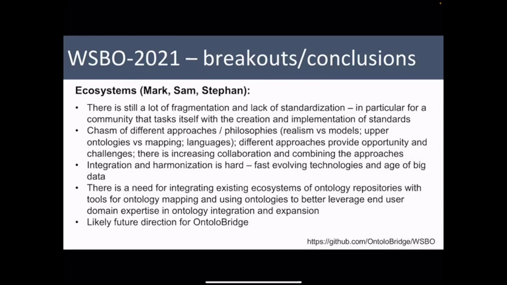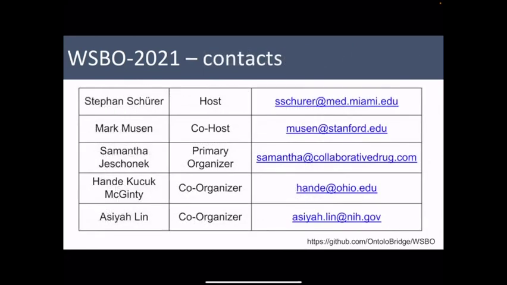Integration and harmonization is hard, in particular with fast evolving technologies in the age of big data. And there seems to be a need for integrating those existing ecosystems of ontology repositories with tools that do the mapping and using the ontologies, to better take advantage of end user domain expertise when we integrate, map ontologies and extend them. So this is probably quite important for the users, and maybe this could be a future direction for our tools. So with that, I am ending. I hope this was a somewhat adequate summary.